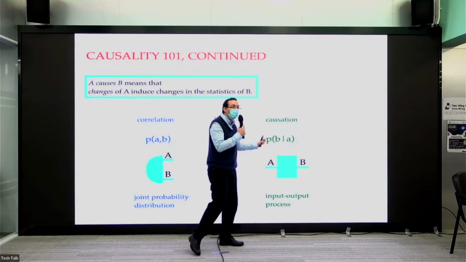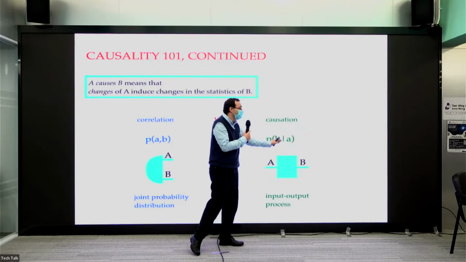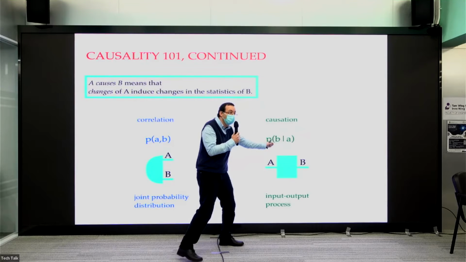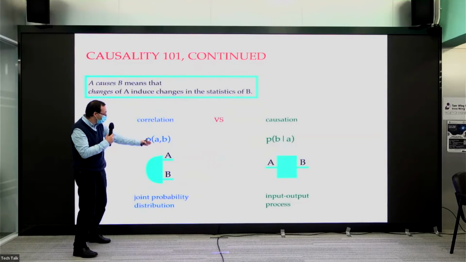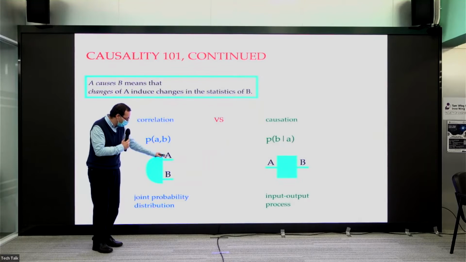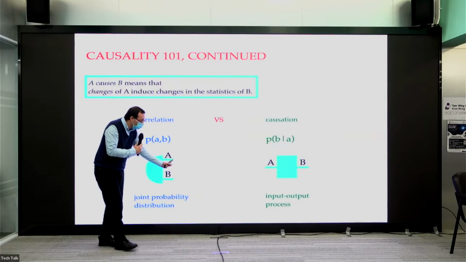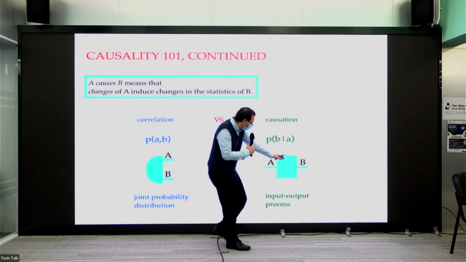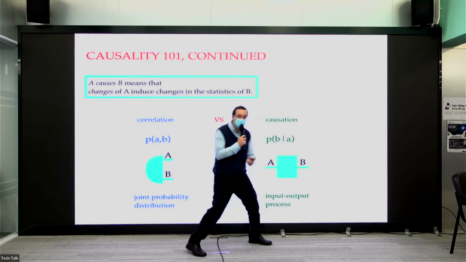So the primary object when you talk about causal relations is this process, the conditional probability distribution, whereas when you talk about correlations, it is the joint probability distribution. So here graphically I represent this as this thing with two wires in parallel. And here instead there is an input on the left and an output on the right.